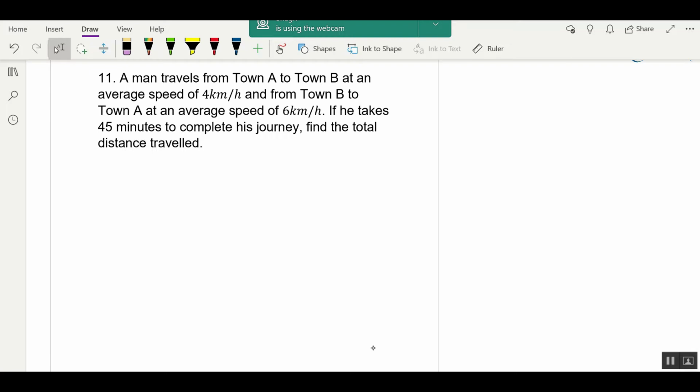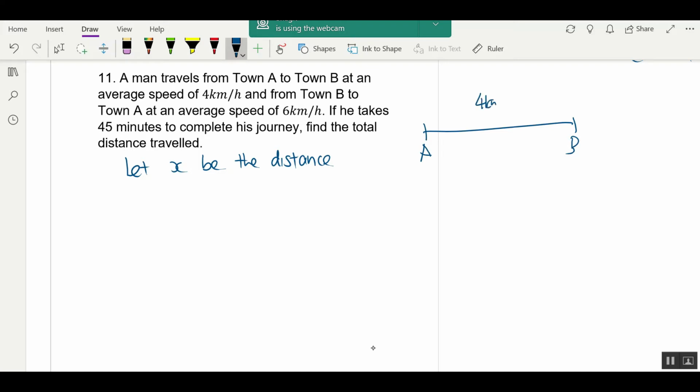Okay, so what do you want to find? You want to find what is the distance that he traveled. So we let x be the distance traveled. But in this case, it is not very good because the distance he went from A to B at 4 km per hour and B to A at 6 km per hour.